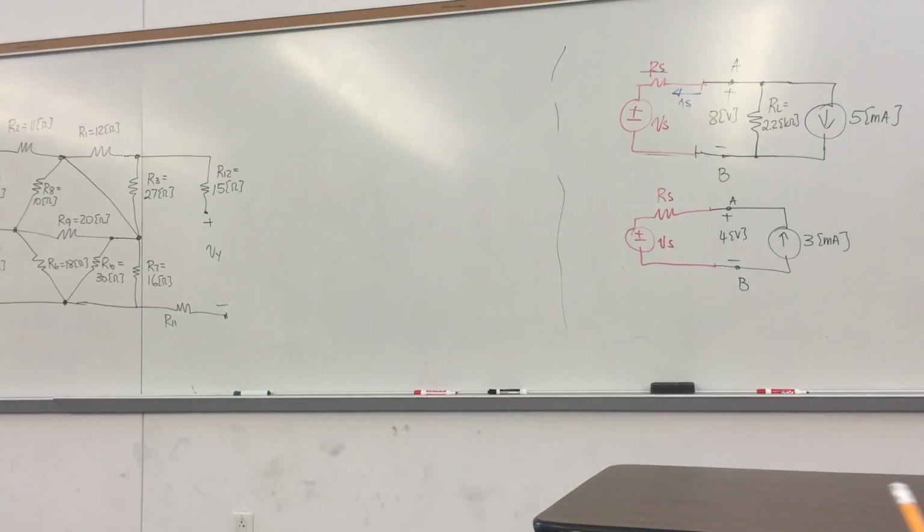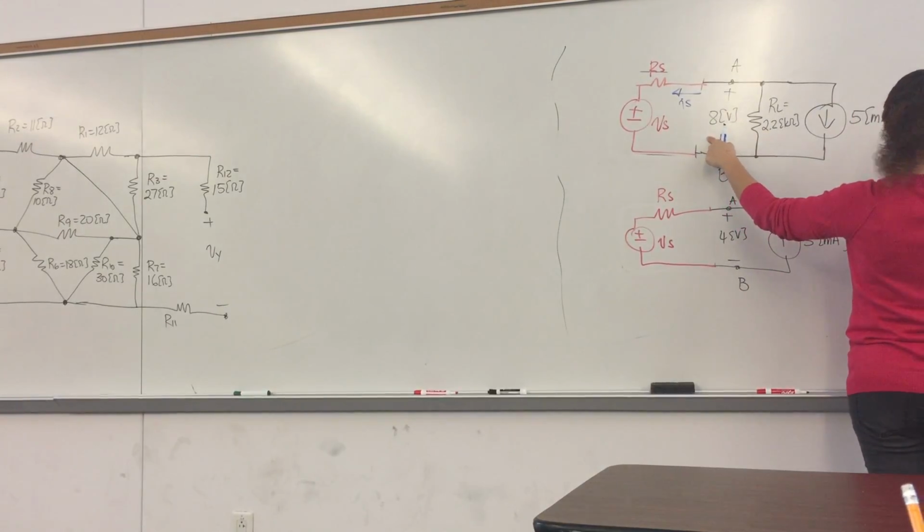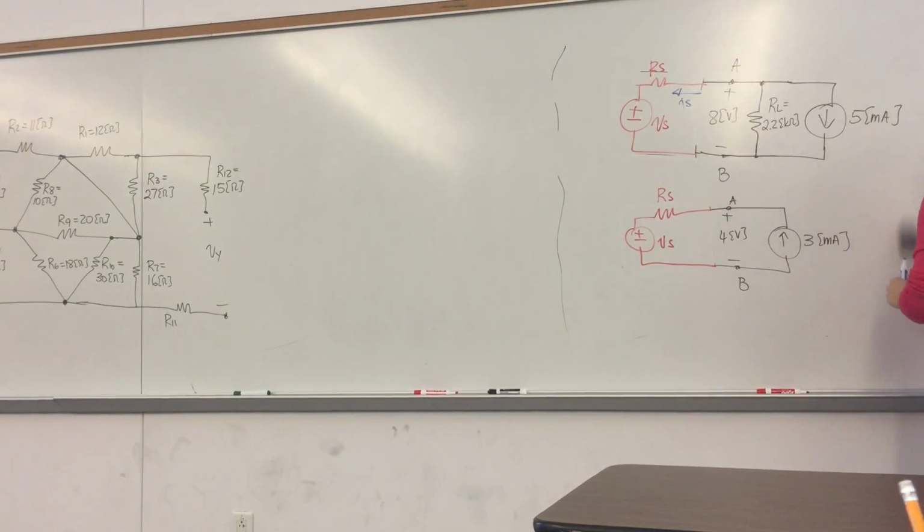I didn't use VS in my equation yet, right? So then I can calculate IS from here. And if I know IS, now I can do my KVL: negative VS, negative IS times RS, plus 8 volts is equal to 0. With the IS value known, that's my equation 1, with the unknowns being VS and RS. Okay?